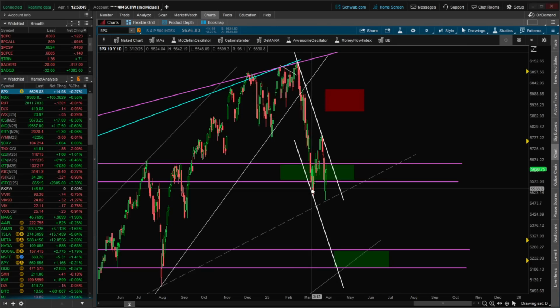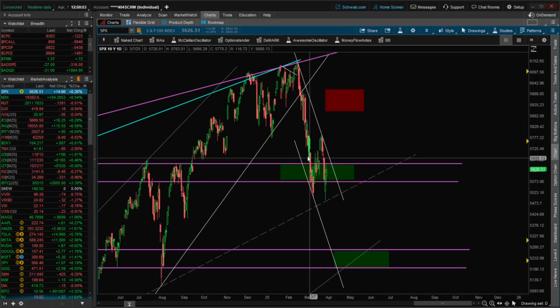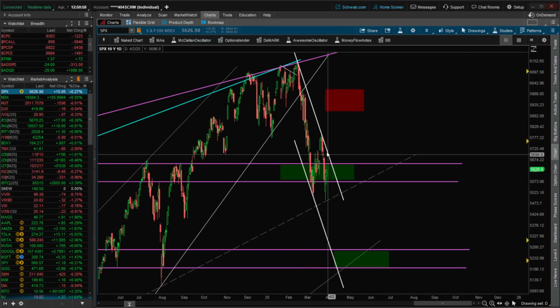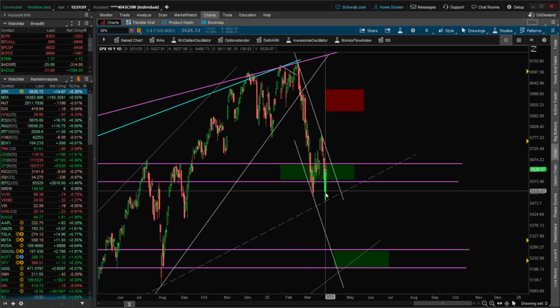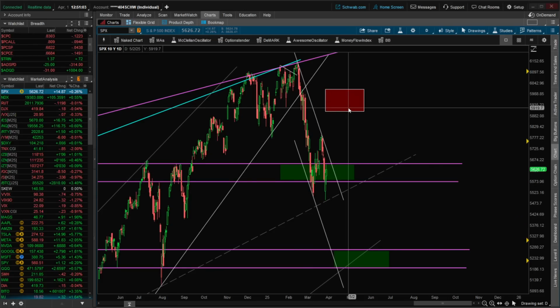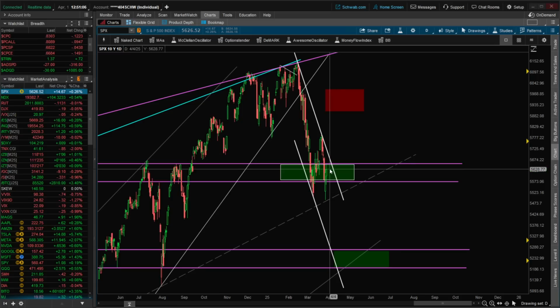Now this initial move down is our wave one. We'll go through that, but we're into support, and you see that we're in a consolidation now. It's a correction, and I believe it's an expanding flat, and that we'll see higher prices sooner than later.